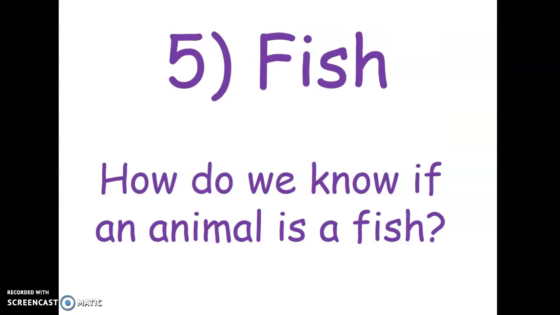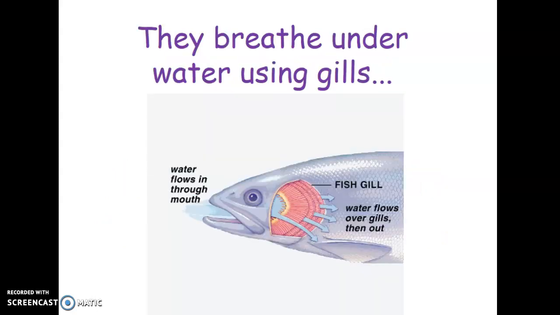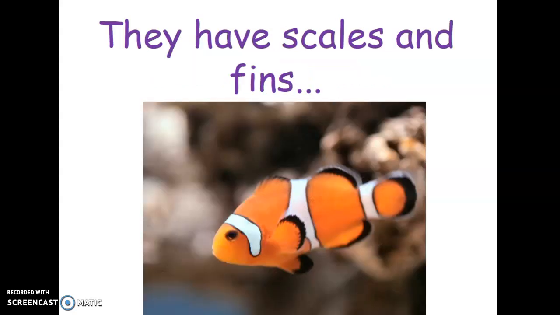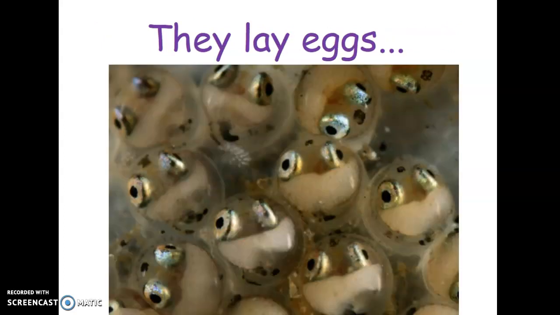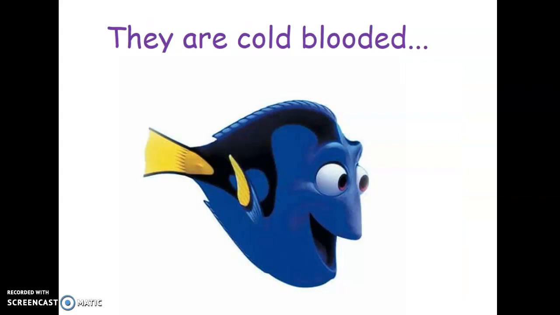The next one is fish. How do we know if an animal is a fish? Now, fish can breathe underwater using something called gills. Now, mammals have lungs, but fish have gills. It's what they use to breathe. Water flows in through their mouth, and the fish gills help the water to flow over the gills and then out again. They have scales and fins, and they lay eggs too. And they are cold-blooded.